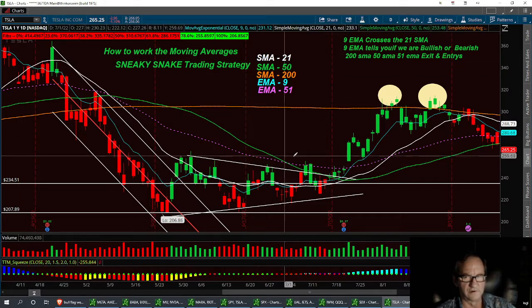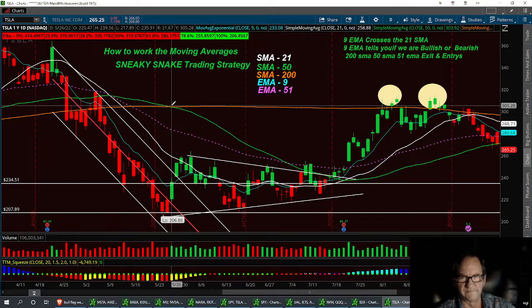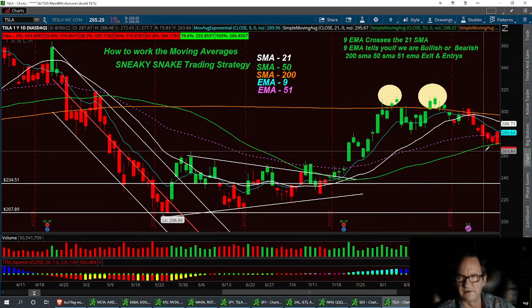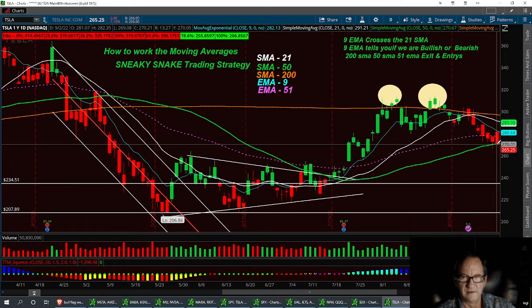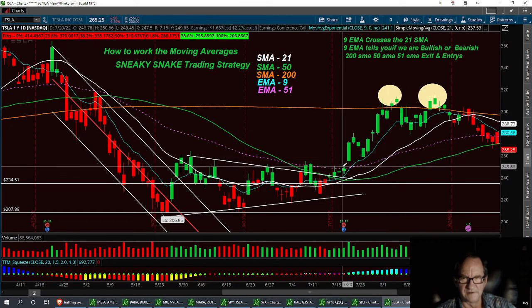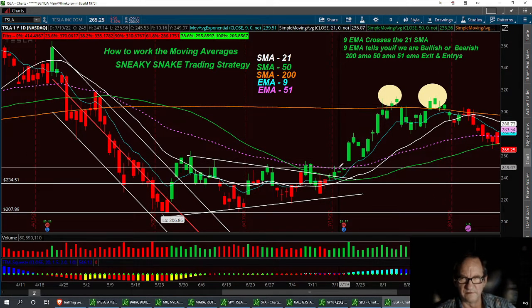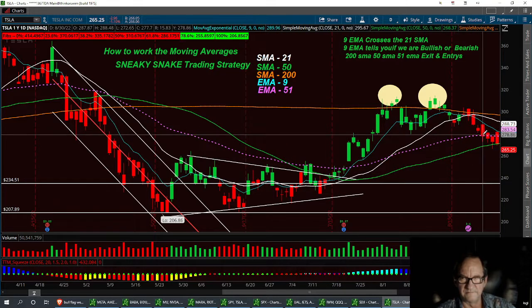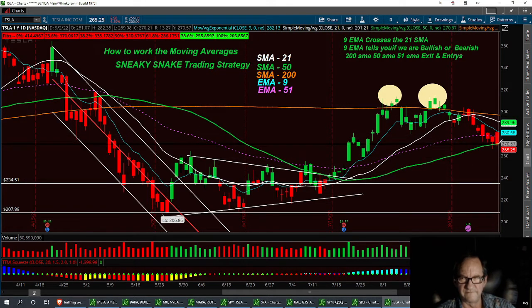So we got the 9 crossing, we talked about that. We've got the 50, which tells me if it's bullish or bearish, or I could take a good entry off the 50 SMA, like I used to do back in the old days. But I've added this 51 now, and I like it a little bit better. But see, again, it failed and landed on that 51. Made it a solid support.